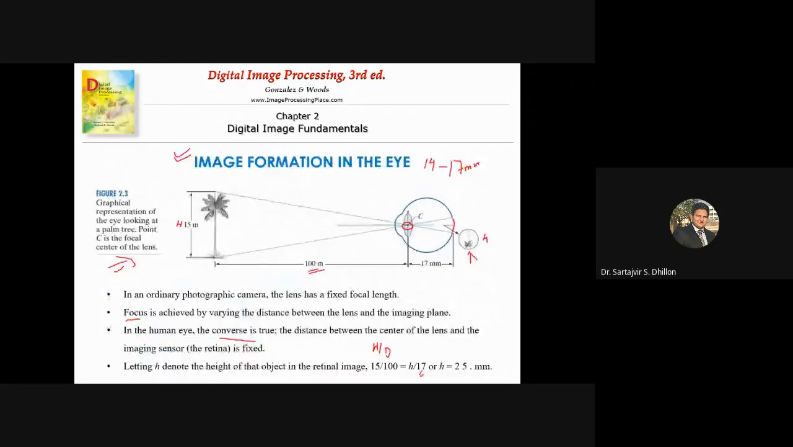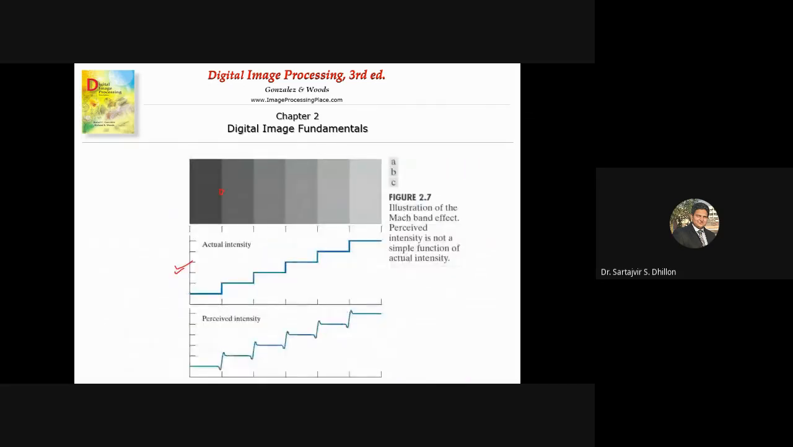The next topic is image formation in the eye, and how this 15-meter object is imaged by our retina. It is in a reversed position, and the actual height is around 2.5 mm. How did we calculate it? There is a simple formula, and you can very easily calculate it. And this is the difference between actual intensity and the intensity perceived by our eye.